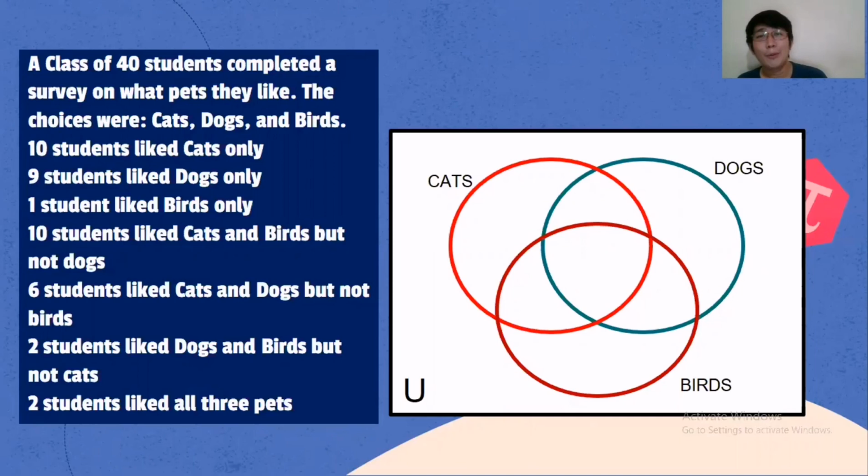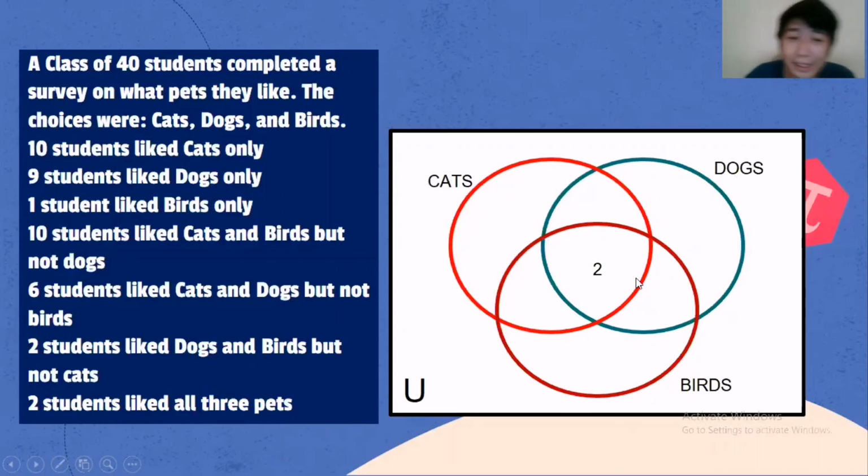Tip, I would like you to start from the bottom. Okay? That is the tip. You start from the bottom. So we will be answering this one. 2 students like all 3 pets. Ibig sabihin, meron dalawang estudyante, gusto nila 3 pets. Cats, dogs, and birds. And that will be on this part. Ibig sabihin, there are 2 students who likes cats, dogs, and birds.